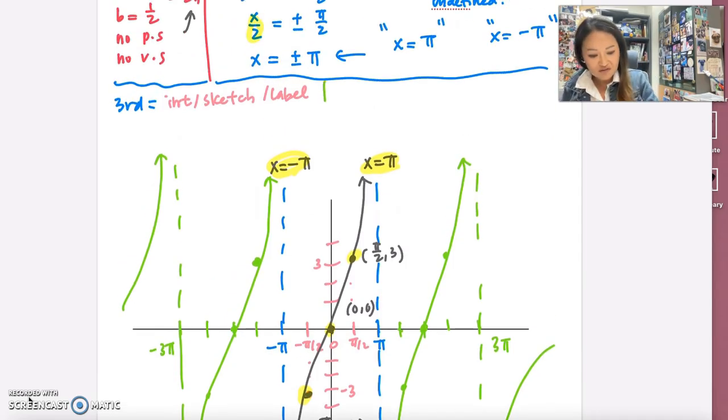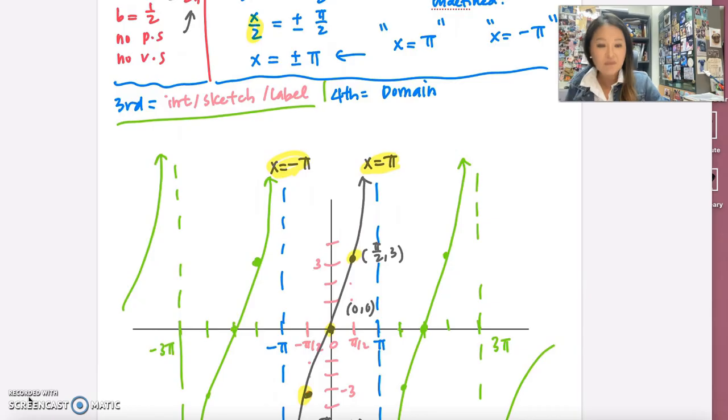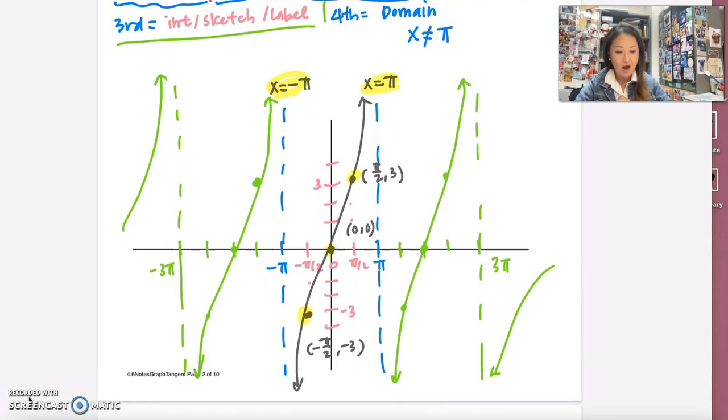I want to do the 4th step of a tangent function. 4th step is naming your domain. This is a very important and a different step than your sine and cosine, right? How often does my asymptote happen is all you have to think about. The domain is when x cannot be. When x is your asymptote, basically. When's the first asymptote? It happens at pi. It started at pi, right?